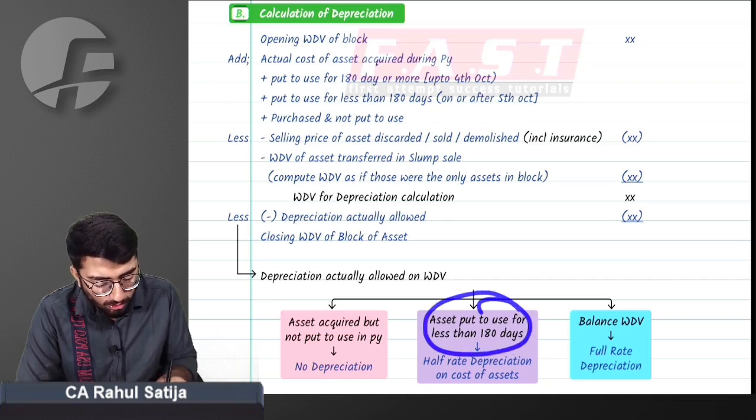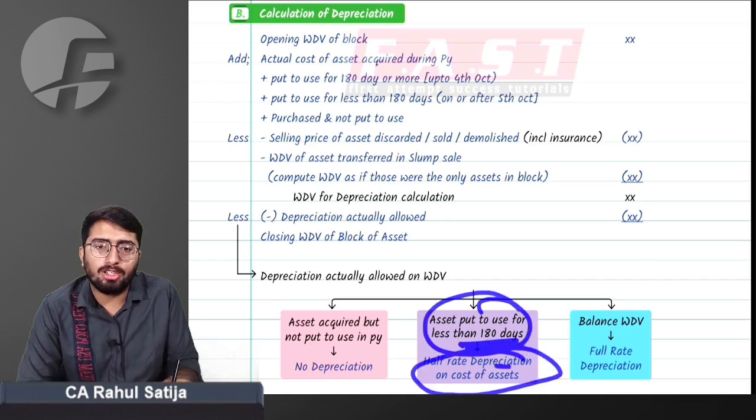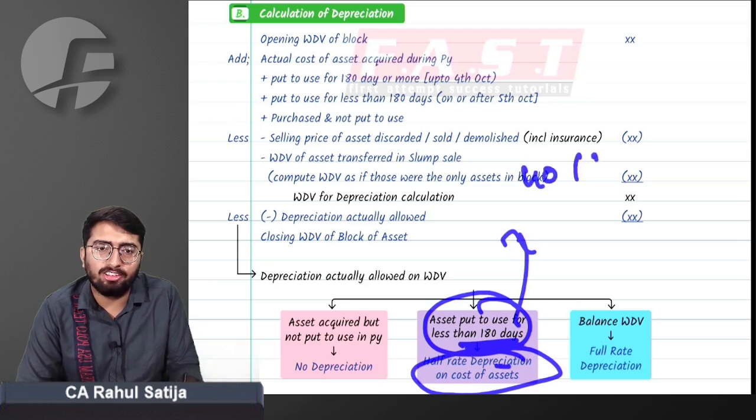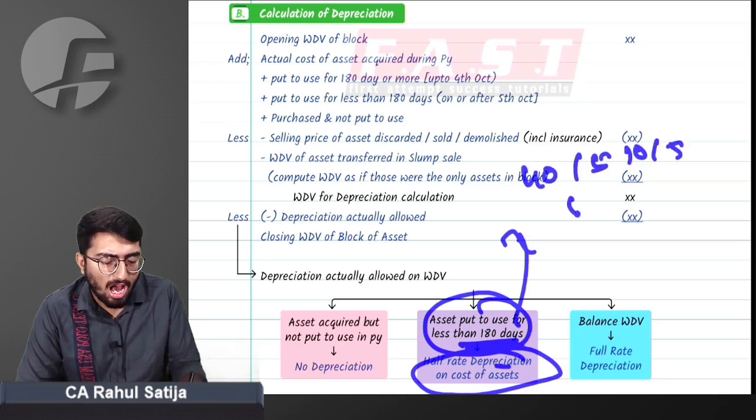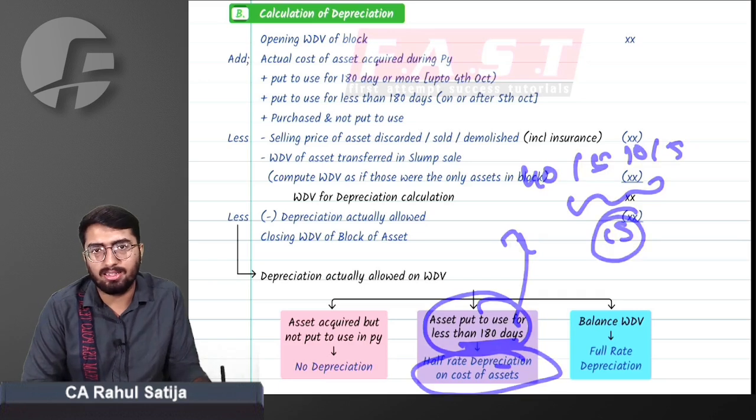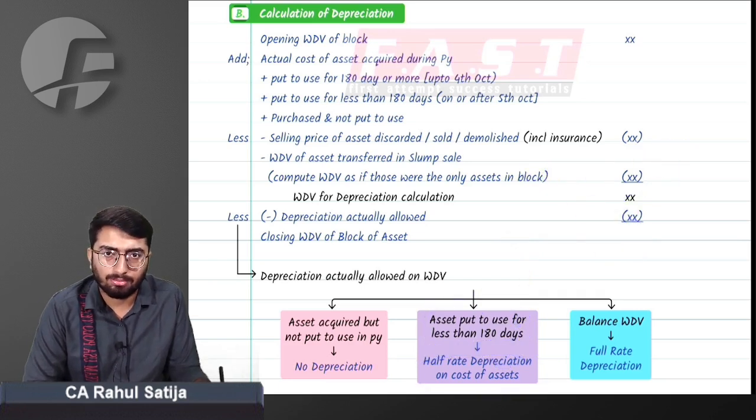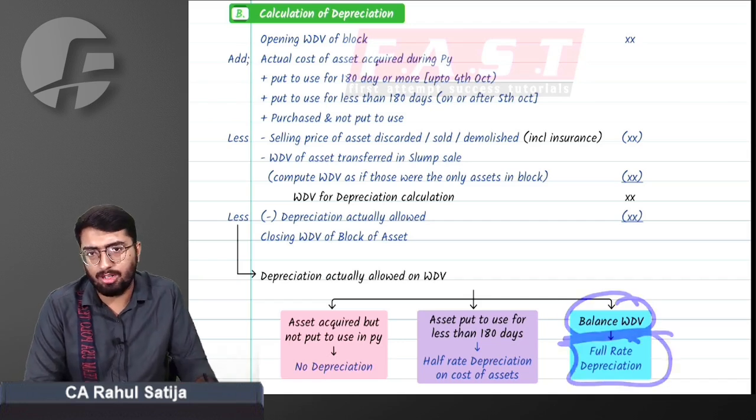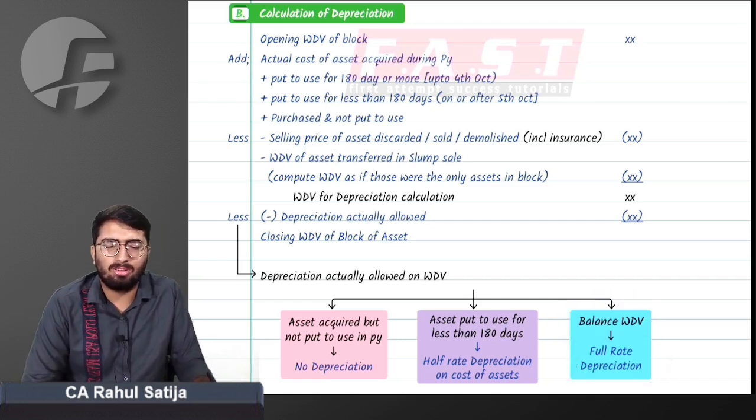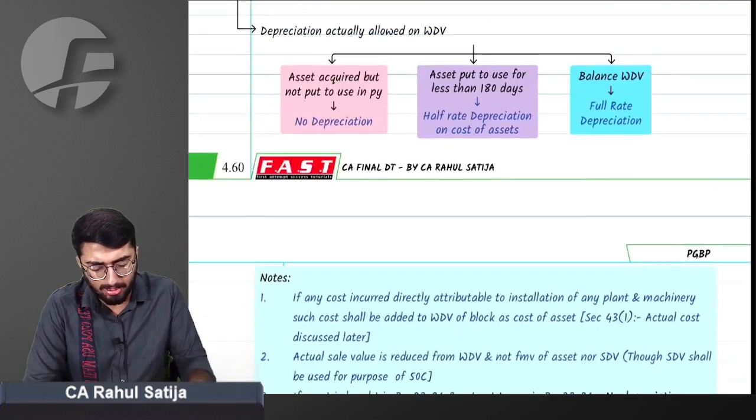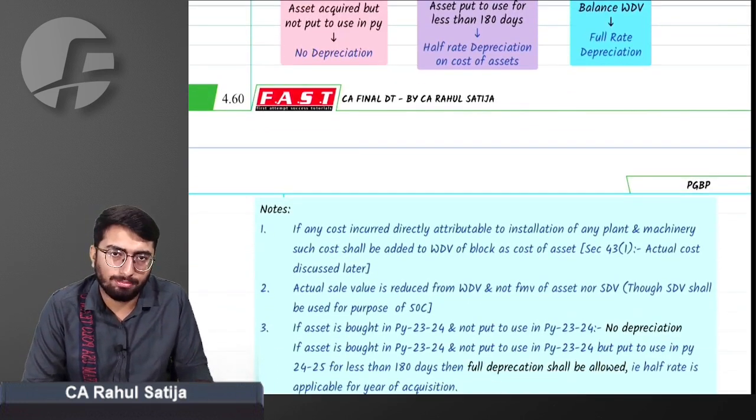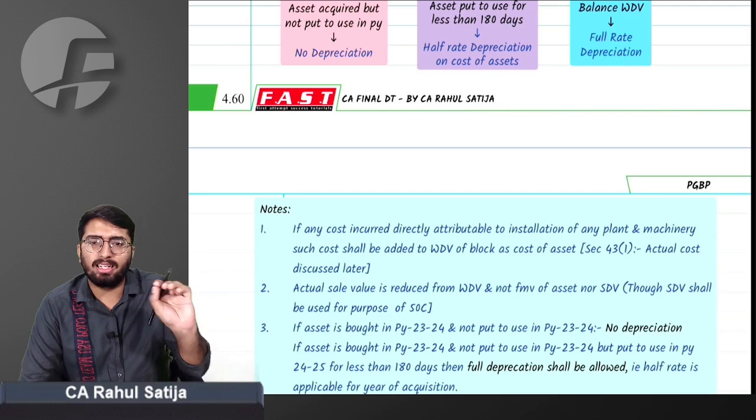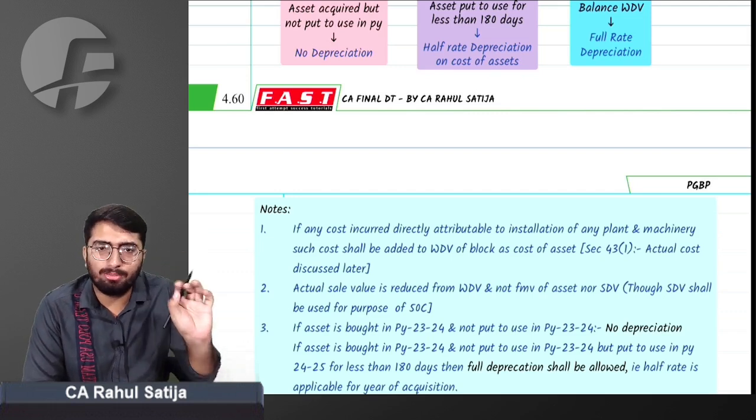For assets acquired and put to use for less than 180 days, whatever depreciation rate we have studied, 40%, 15%, 10%, 5%, half the rate of depreciation will be allowed to those assets. And the balance WDV, whatever remains, full depreciation will be allowed. Very simple concept. You have studied this in depth in intermediate. I'm expecting that, at least. But still, we are studying from scratch only.